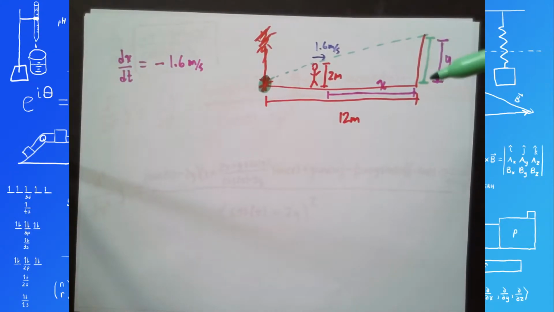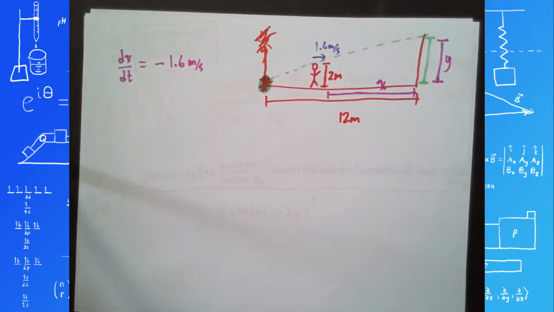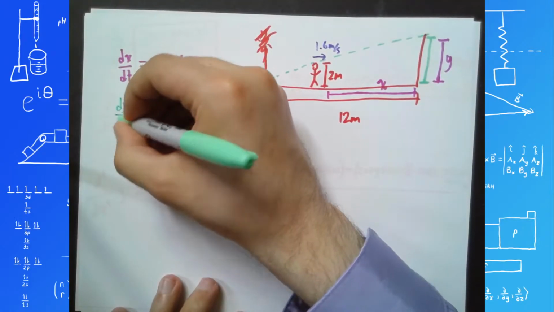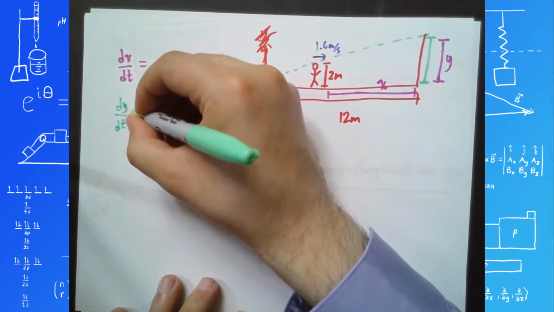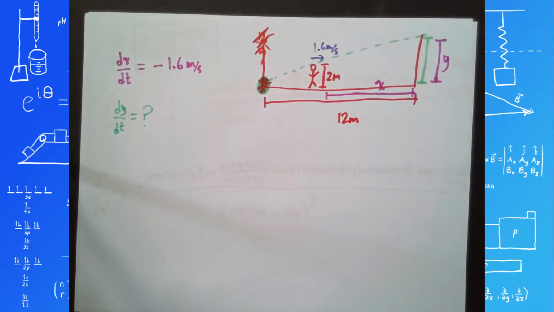So let me see. We got dx/dt negative 1.6 meters per second. We want to find the rate of change of the length, so we want to find dy/dt, the rate of change of the length of the shadow. That's our target.